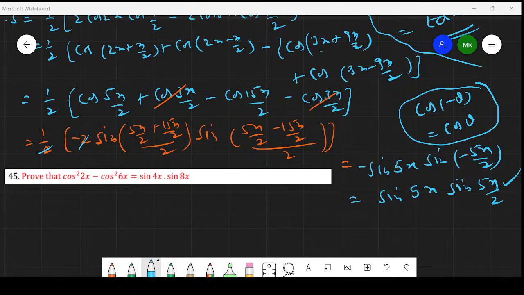I hope you understood this. Please respond in the chat box if you have doubt. Is it clear or not? Also you can respond in the chat box. This is the answer we got.